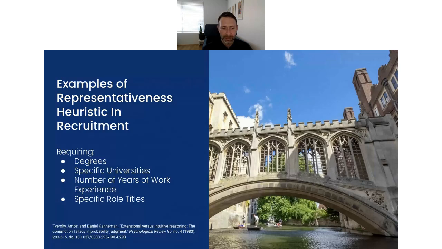People that hire from specific universities, usually not overtly, of course, or even things like number of years of work experience or having to have specific role titles. What people are doing is they think that the group of people that have certain degrees are of a certain intelligence, and they're looking for intelligent people, and therefore you're associating those two groups.